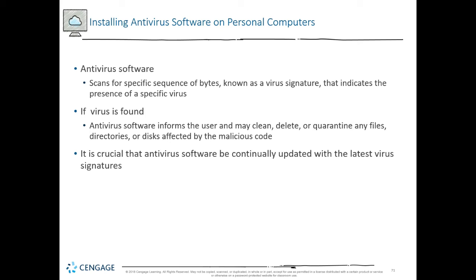Installing antivirus software on personal computers. Antivirus software scans for specific sequences of bytes, known as a virus signature, that indicate the presence of a specific virus. If a virus is found, antivirus software informs the user and may clean, delete, or quarantine any files, directories, or disks affected by the malicious code. It is crucial that antivirus software be continually updated with the latest virus signatures.